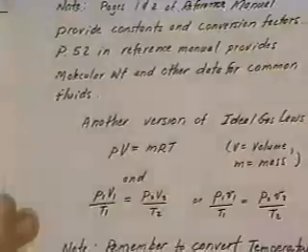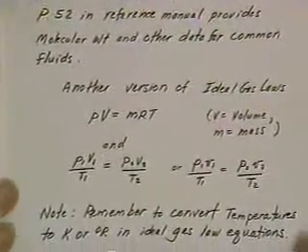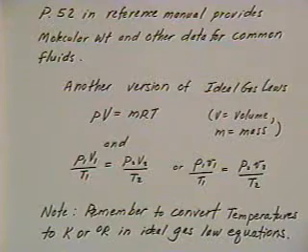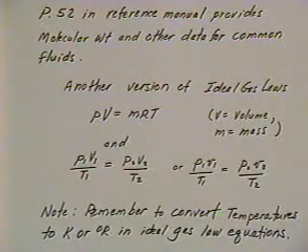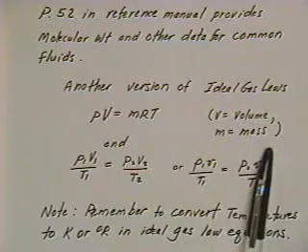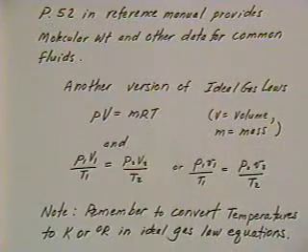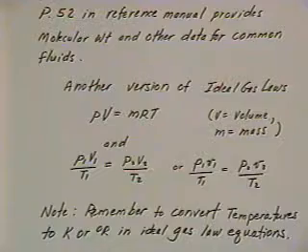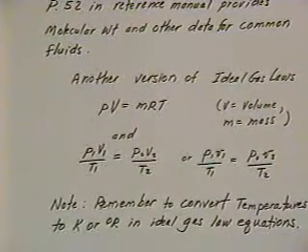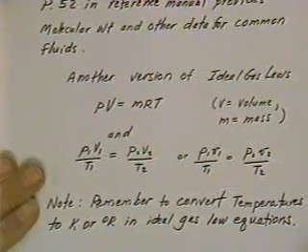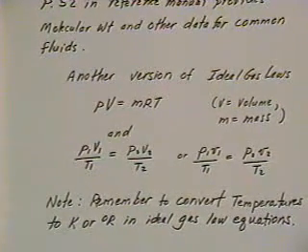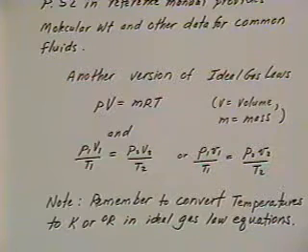Let's talk about another version here of the ideal gas laws, probably the most common version, and that is PV equals mRT. V is the volume, m is the mass. Of course, temperature is an absolute temperature. This is very important to remember this conversion. You can make some huge errors in your equation if you don't remember to convert to Kelvin or to degrees Rankine, R, when you're using the ideal gas equations.